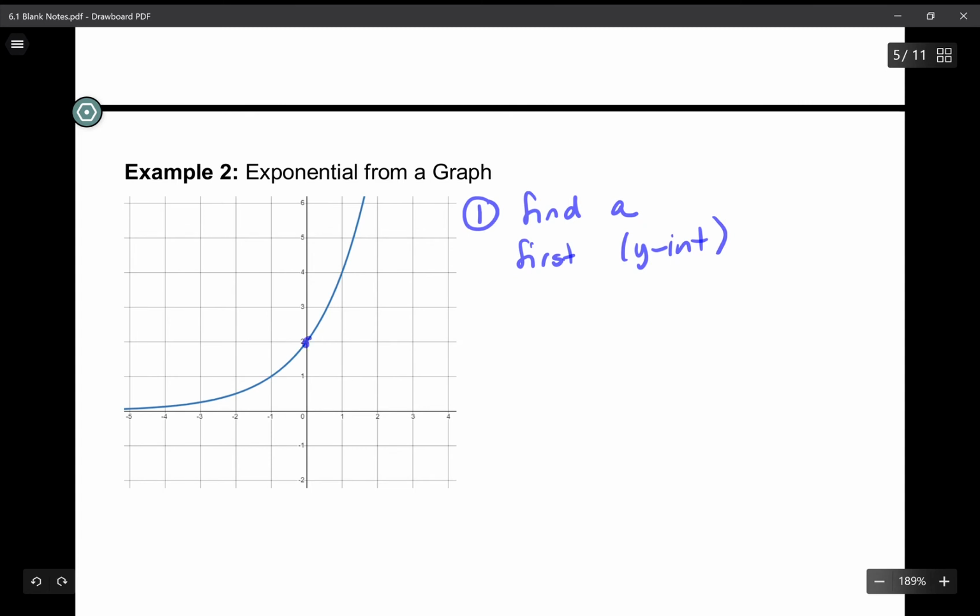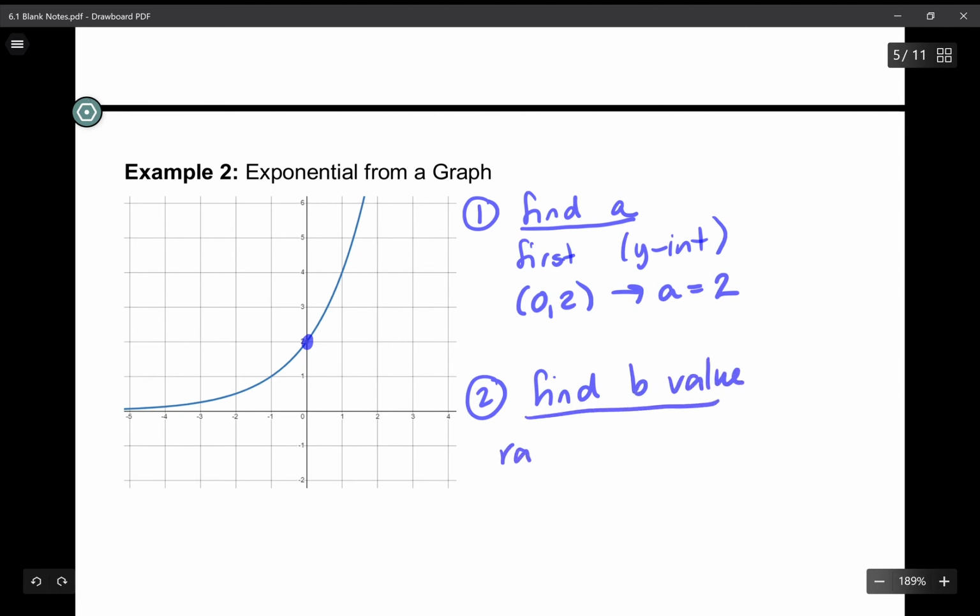So let's go ahead and find that. That's pretty easy off this graph. It's 2, right? The y-intercept is (0, 2). So my a value in this equation is equal to 2. And the next step that we're going to do when we're finding the exponential equation from a graph is we're going to find our b value, our ratios, right?